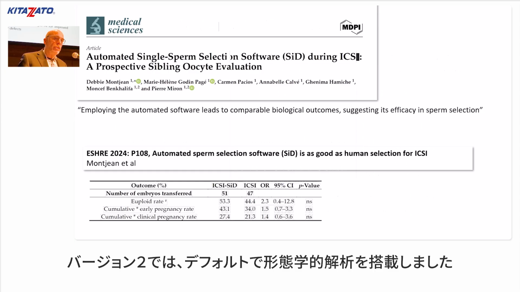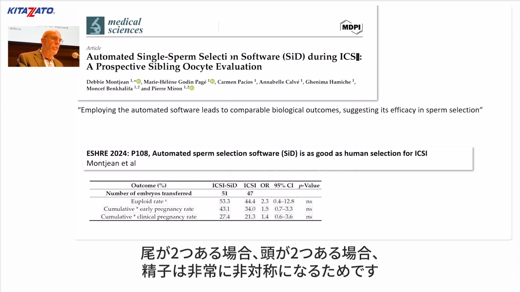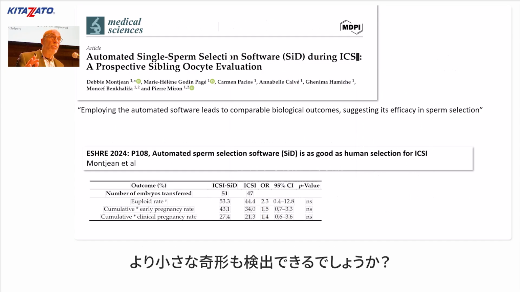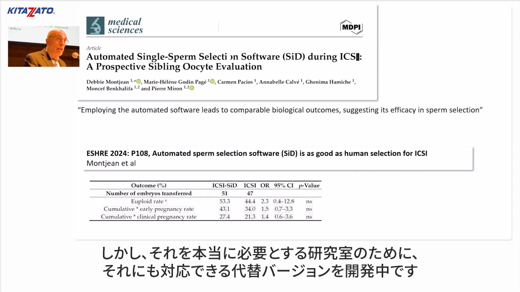The second version, we have developed morphology screening, but only on notable defects. If the sperm goes around in circles because it's very asymmetric, when it has 2 tails, when it has 2 heads, those are the notable defects that we pick up. Can we pick up smaller defects as well? Yes, but that takes us into a different level of computing, and we like to stay away from that. But we are developing an alternative version that can do that too for labs that really, really want it.